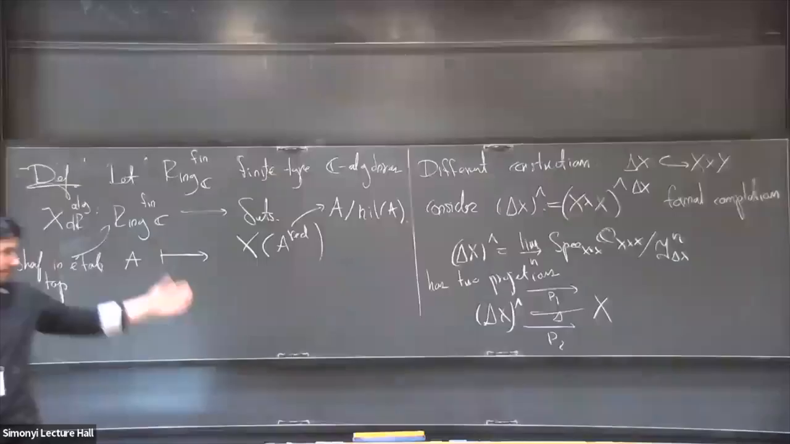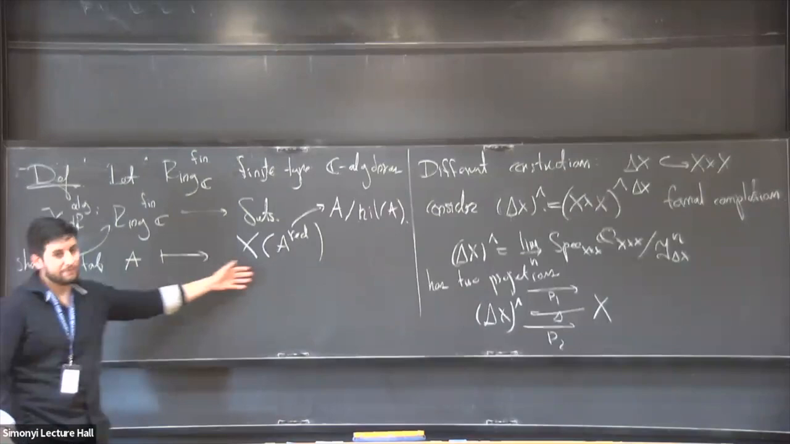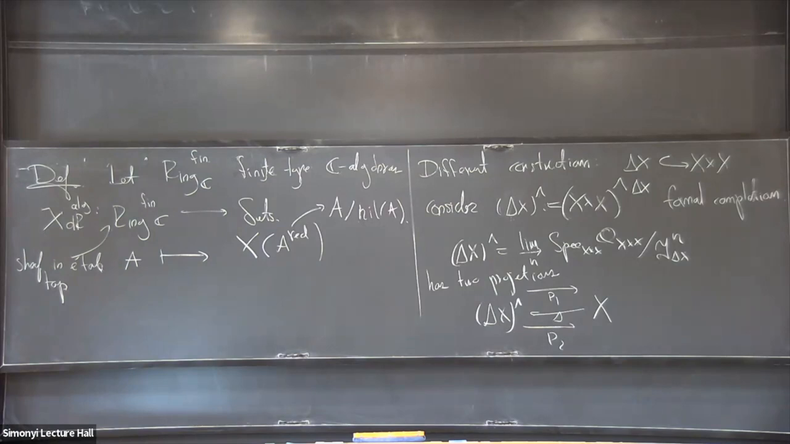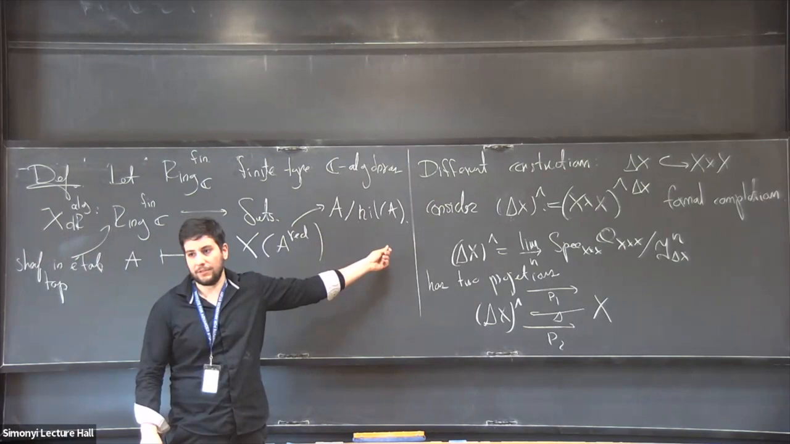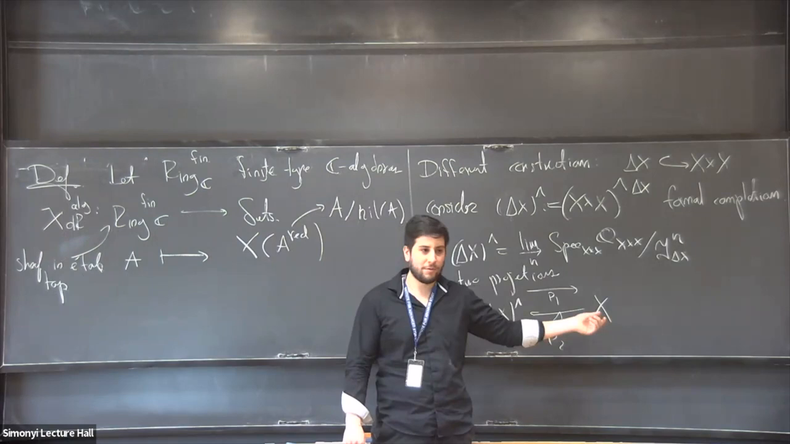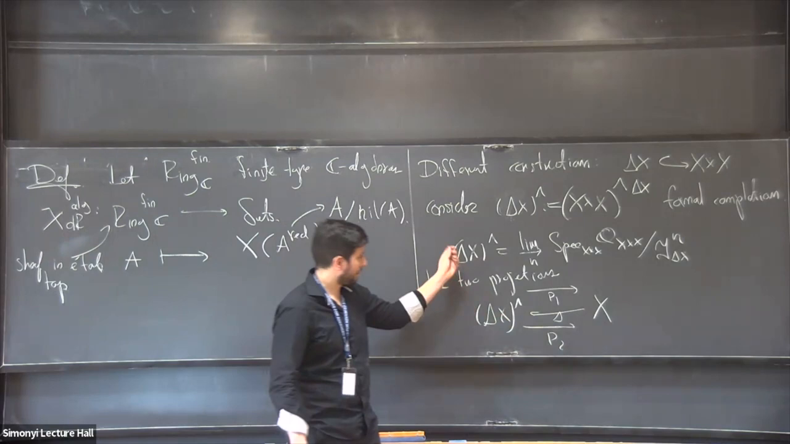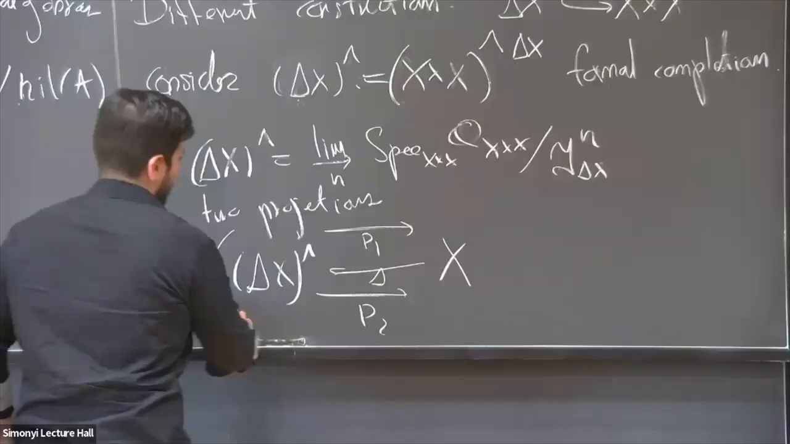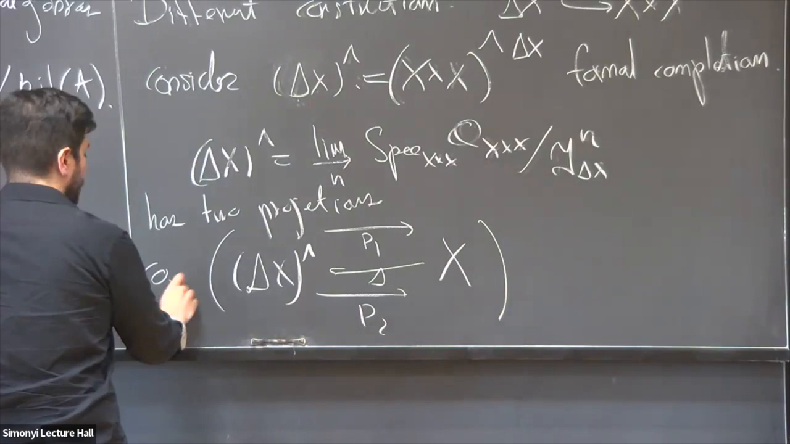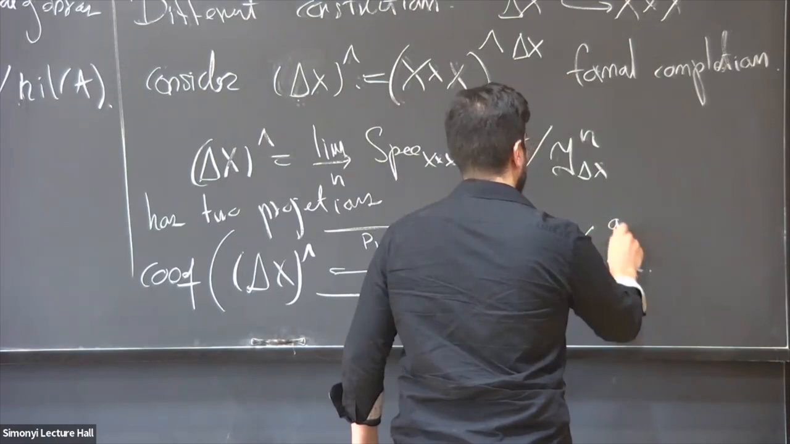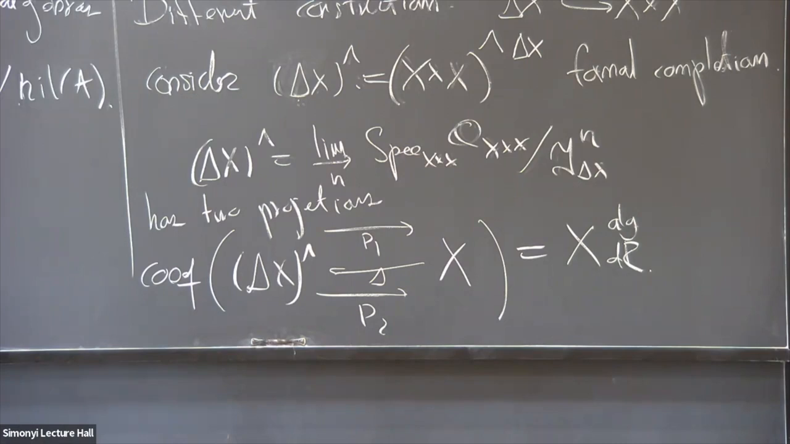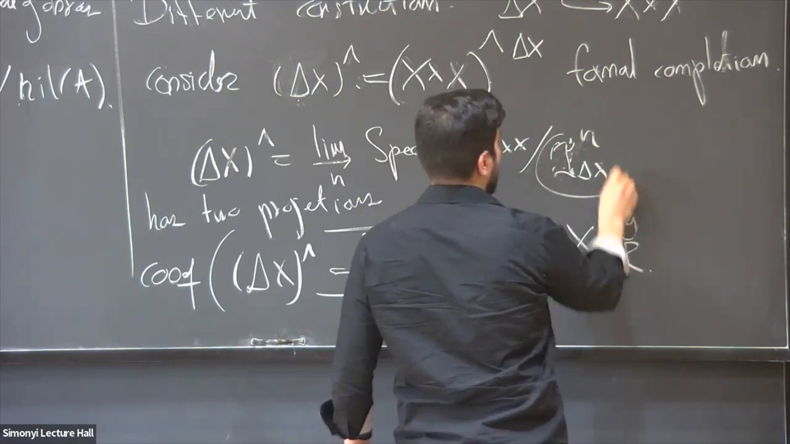So what is this definition doing? You are basically identifying points on X that are infinitesimally close, in the sense that the difference is a nilpotent element. In other words, you are taking this variety X and identifying by the equivalence relation given by this formal completion of the diagonal, just identifying points that are infinitesimally close. So the coequalizer of this is precisely the de Rham stack. Sorry, this is supposed to be I, the ideal of the diagonal.